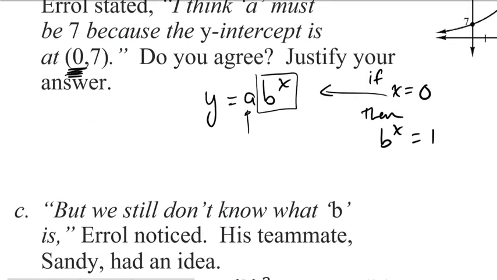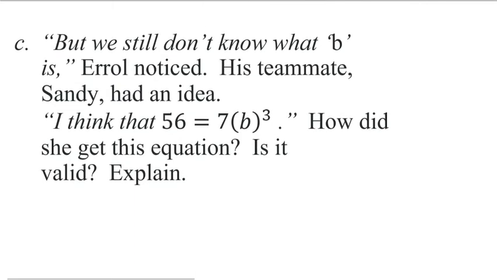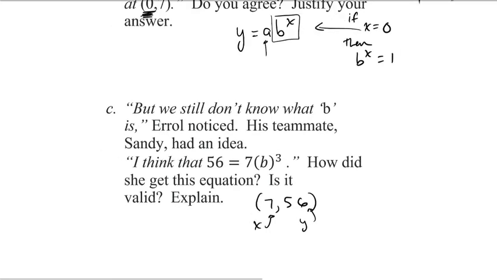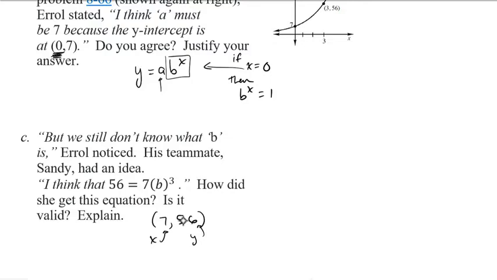But we still don't know what b is, Errol noticed. His teammate Sandy had the idea. This is pretty much a rehash of what we did yesterday. So she wrote this, and if you'll notice what she did, we had the point (3, 56). 3 was my x value, and 56 was the y value for another point somewhere on the graph. So we know what our 0th term is. I'm sorry, that's not correct.